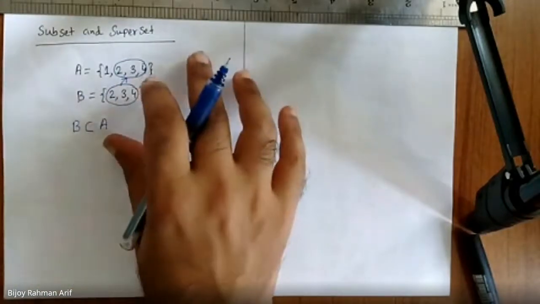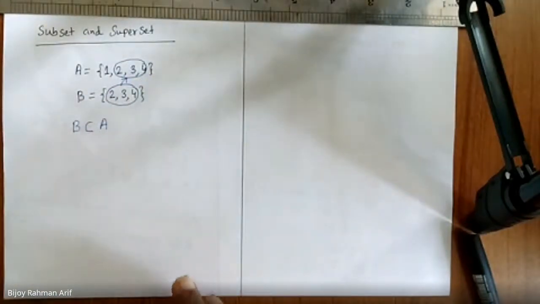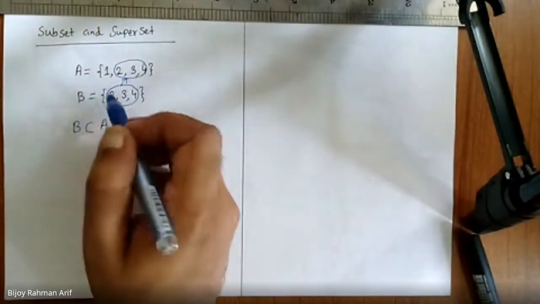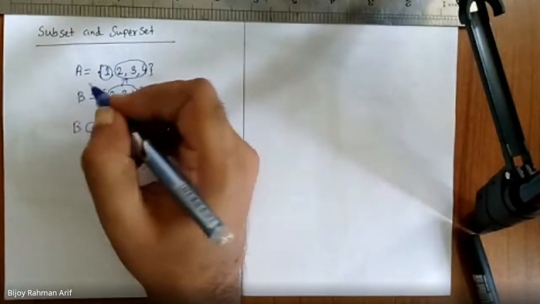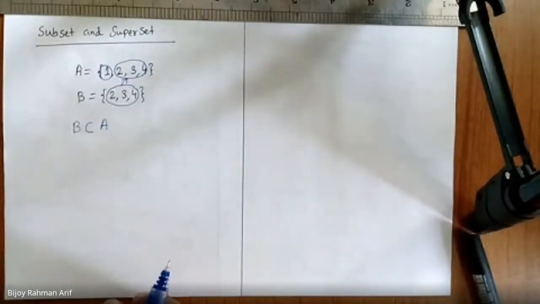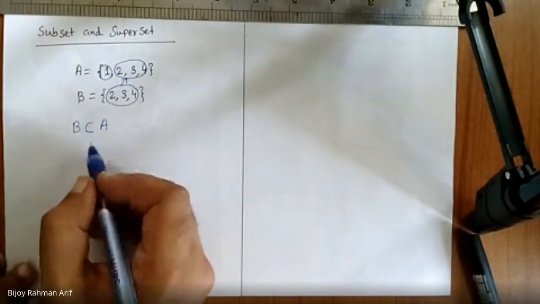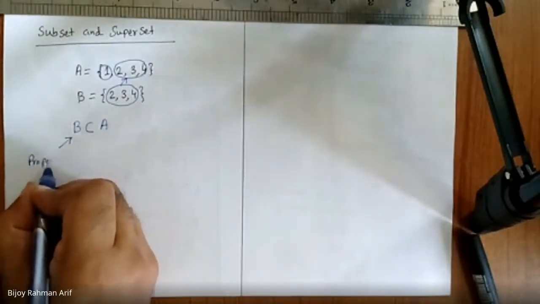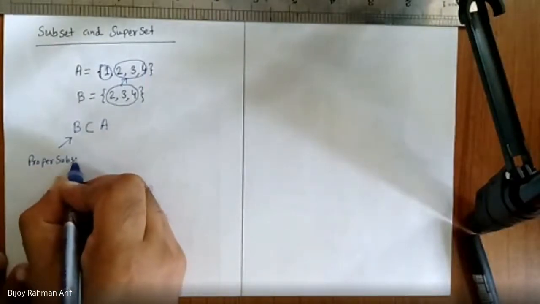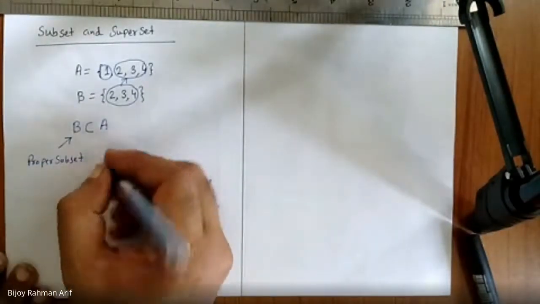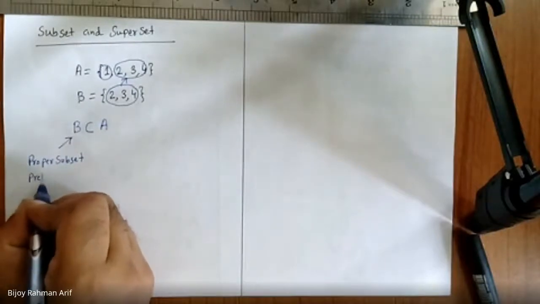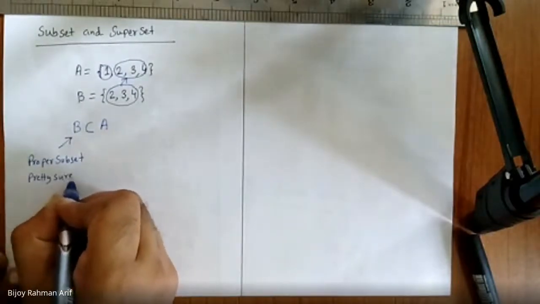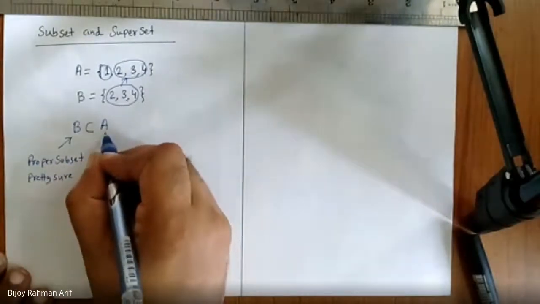But in this case, we are pretty sure that A has one extra element. When we are pretty sure there is at least one more element in a set than in the subset, we use the term proper subset. And this one is called superset.